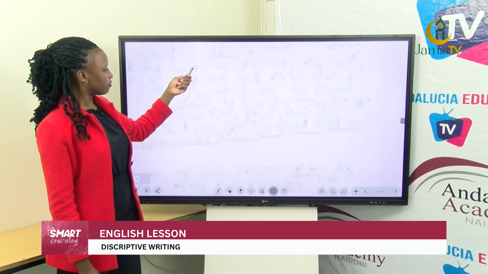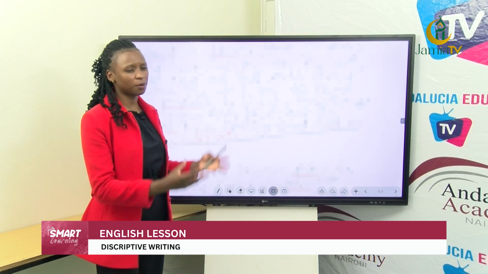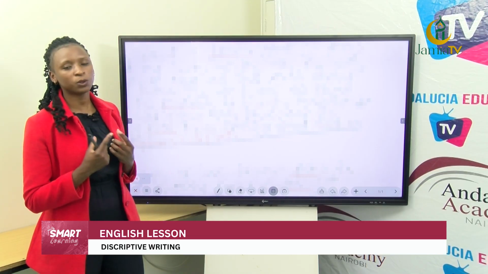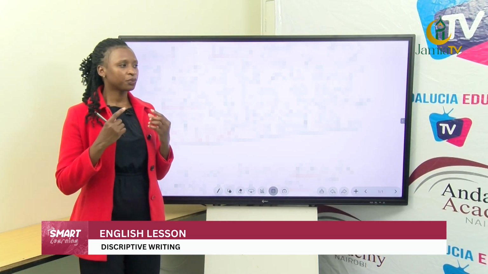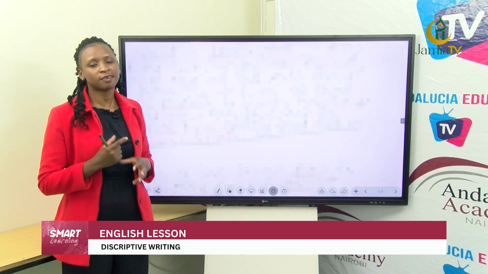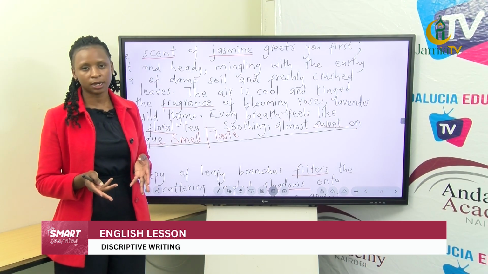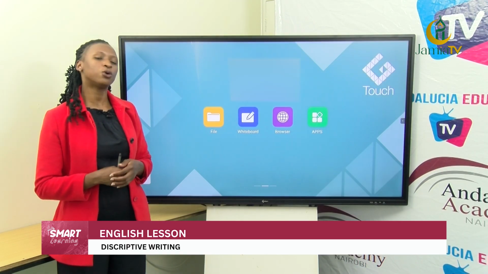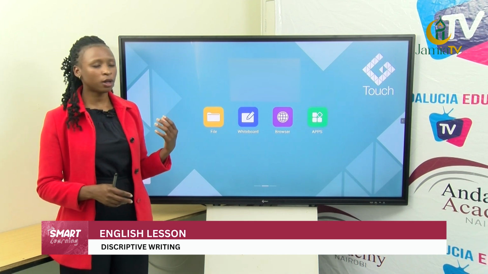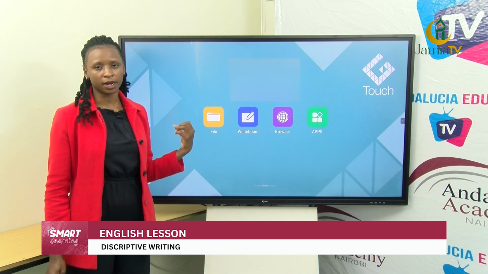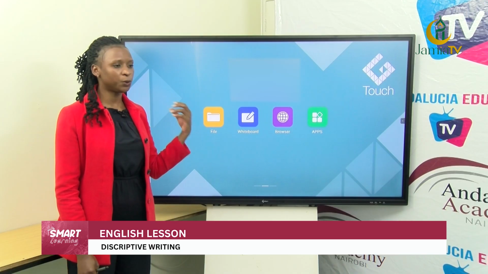Okay, so I've given a bit of what you're supposed to look at. I've shown you how to identify vocabulary that will create the senses. You can feel everything just by reading the words used in writing. You can come up with your own words. You can come up with your own choice of vocabulary. You can come up with your own item that you want to describe.